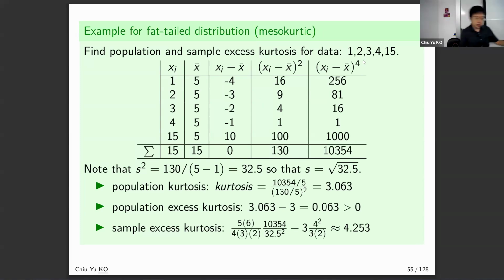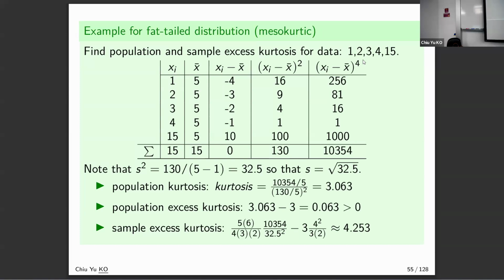As you can imagine, there's a large outlier, 15. And you expect the kurtosis to be large, and this justifies our case. The sample one is 4. You can see the population one is still positive, but this is much smaller. This is a better estimate if I try to use this to guess what's going on.